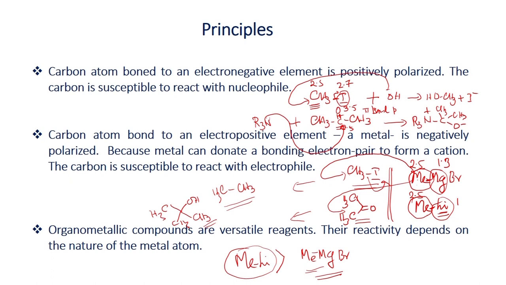In summary, if the carbon is bonded with the electronegative element, the carbon is positively polarized, which can readily undergo reaction with the nucleophiles. On the other hand, if the carbon is bonded with an electropositive element, the carbon is then negatively polarized, it can act as a nucleophile or base.